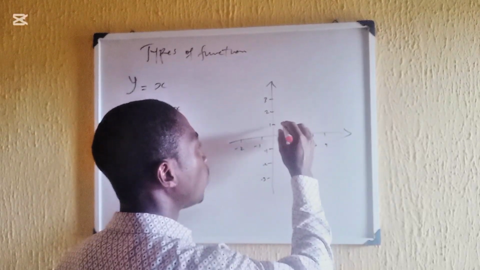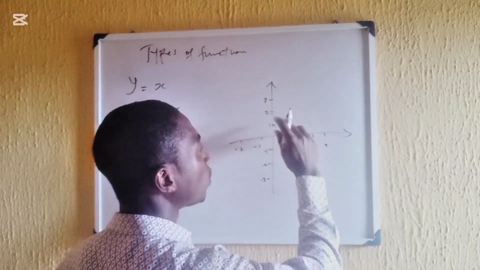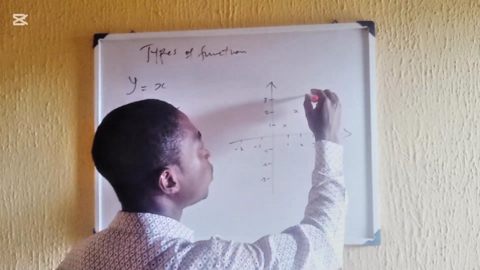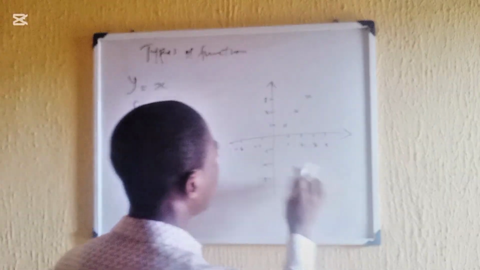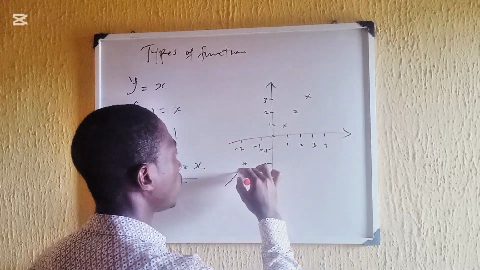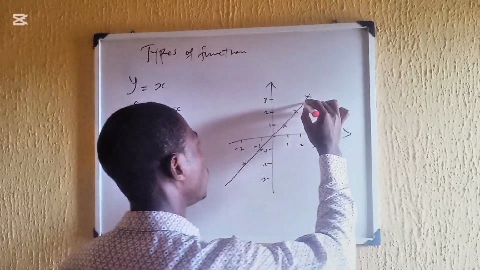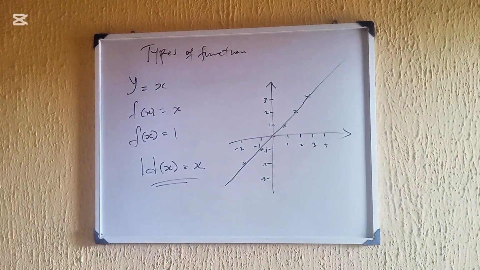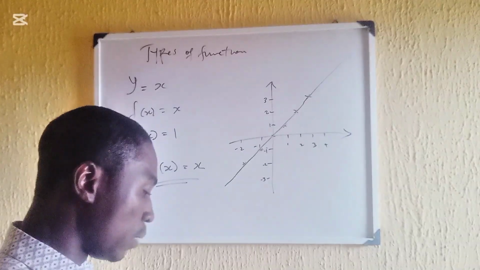When x is equal to 1, y is equal to 1. When x is equal to 2, y is equal to 2. When x is equal to 3, y is equal to 3. When x is 0, y is 0. You can see that it's a straight line that passes through the origin. So that's what the identity function is all about.